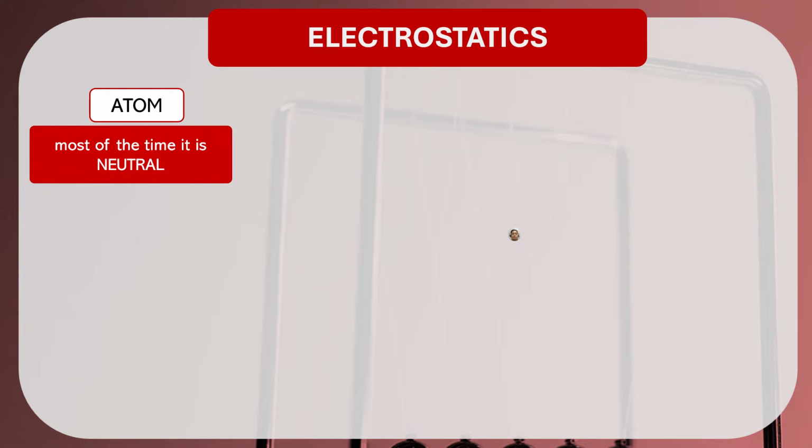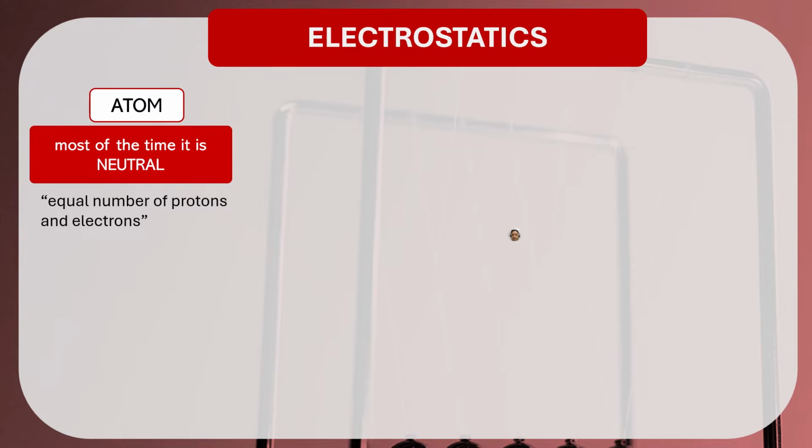Now let's proceed. Let's go back to knowing the atom again. Most of the time, atoms are neutral, meaning they don't possess any charge. They are not electrically charged. When we say neutral, it means an equal number of protons and electrons. That's the basic of it.